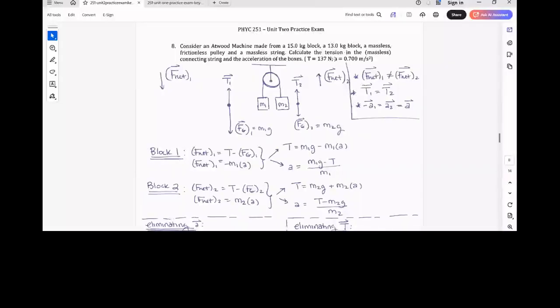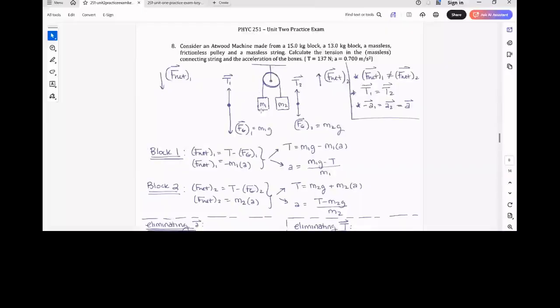I have a 15 kilogram block and a 13 kilogram block. And we're assuming that our pulley is massless and frictionless, the string is massless. Those are just devices that transfer force from one point to the next. My starting point should always be drawing a free body diagram.